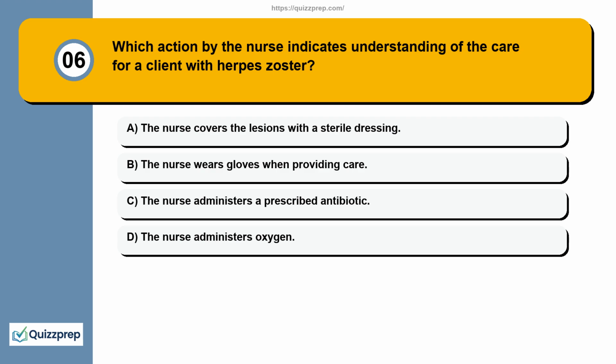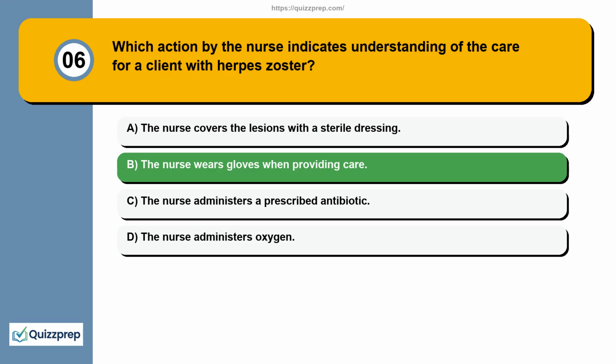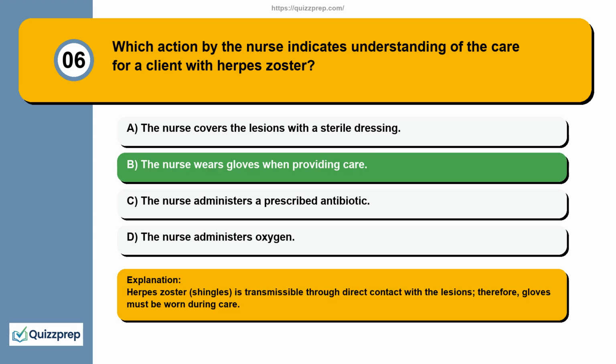Question 6. Which action by the nurse indicates understanding of the care for a client with herpes zoster? The nurse covers the lesions with a sterile dressing. The nurse wears gloves when providing care. The nurse administers a prescribed antibiotic. The nurse administers oxygen. Herpes zoster, shingles, is transmissible through direct contact with the lesions, therefore, gloves must be worn during care.